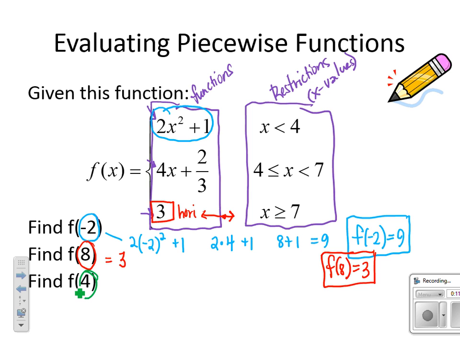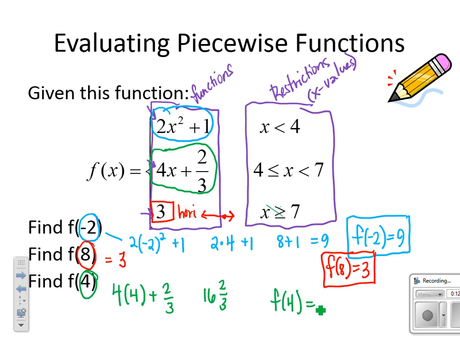And now I need to evaluate where f is 4. Well, this is greater than 7, so it's not here. This is between 4 and 7, and that includes the 4, so I would use this graph. So 4 times 4 plus 2/3 would be 16 and 2/3. So f of 4 would equal 16 and 2/3. All right.